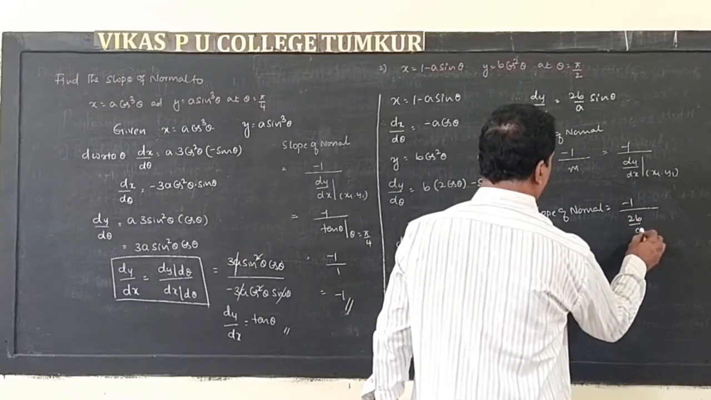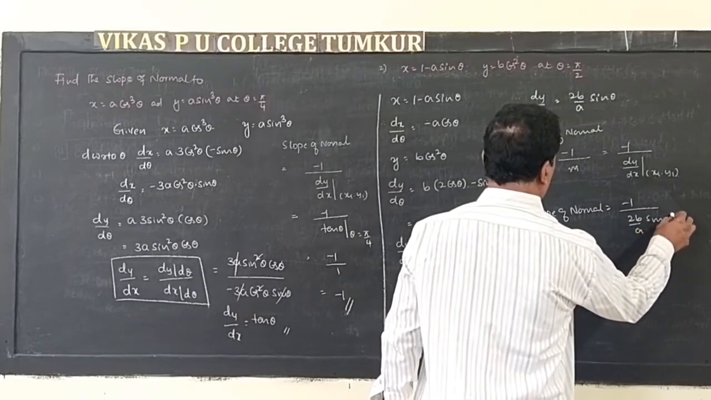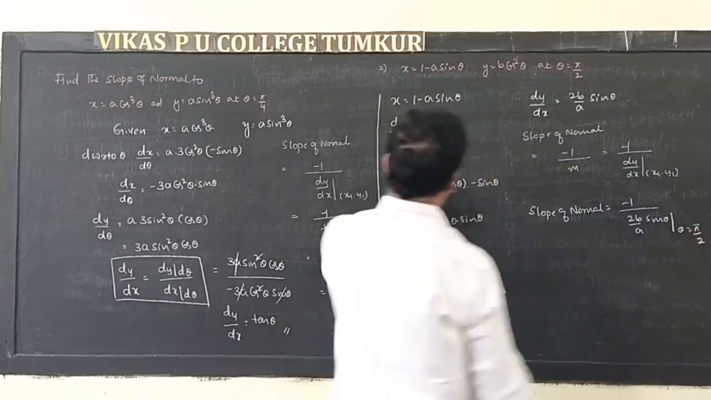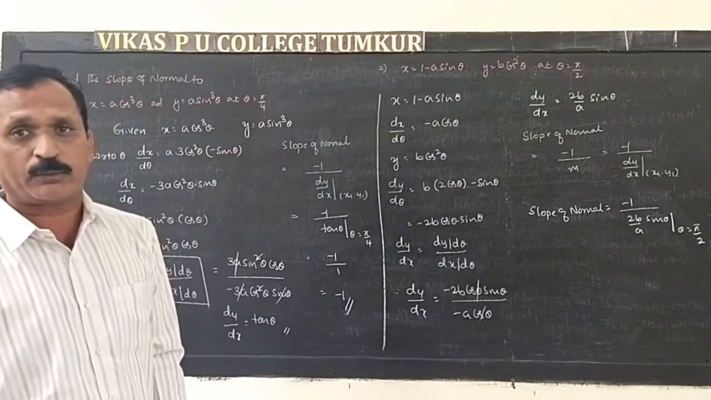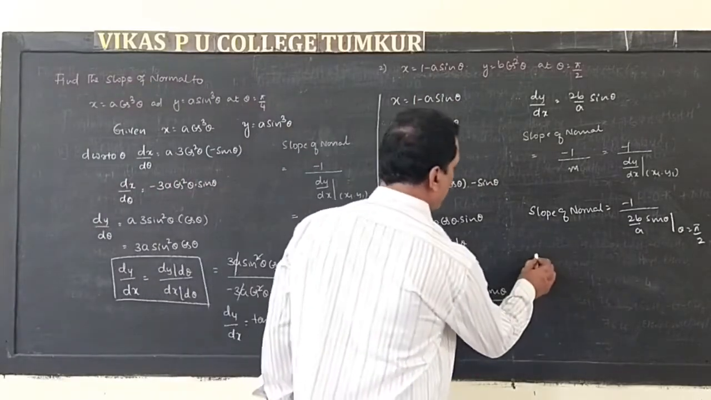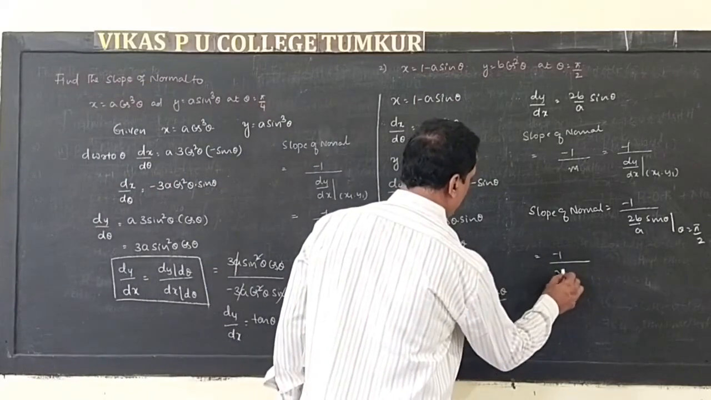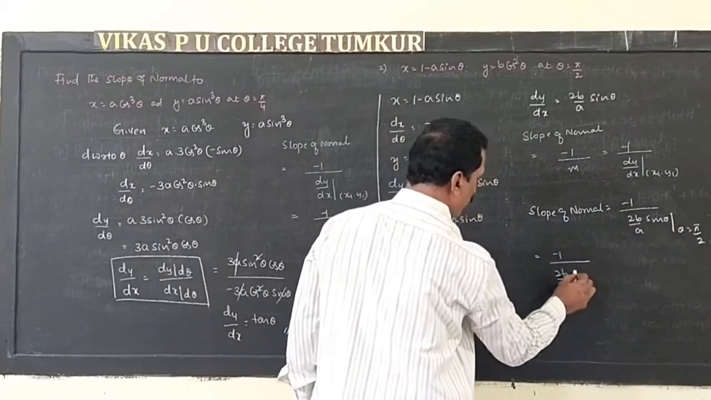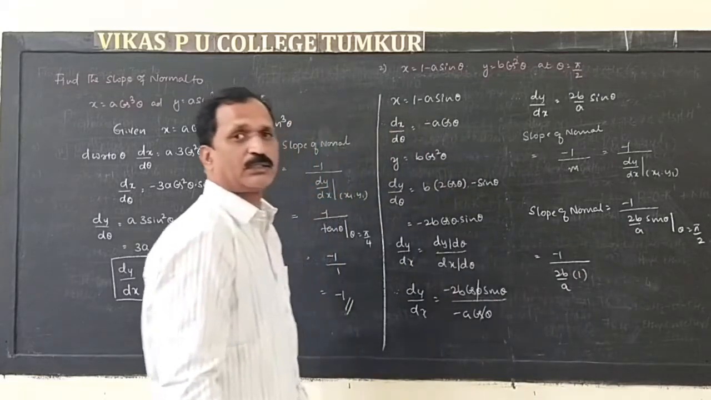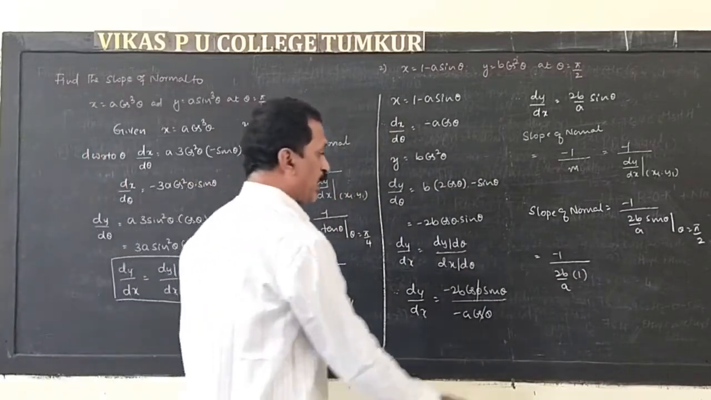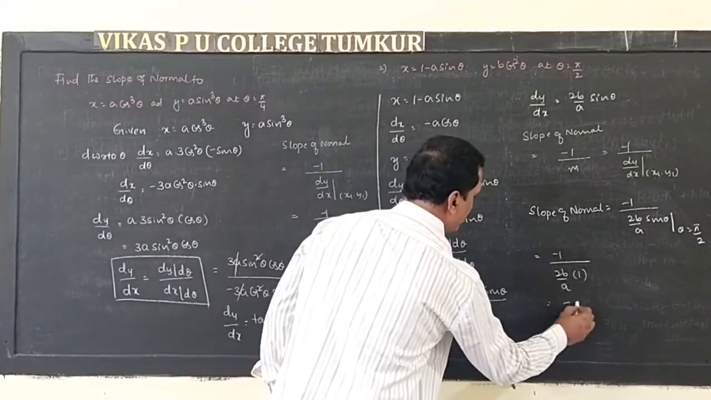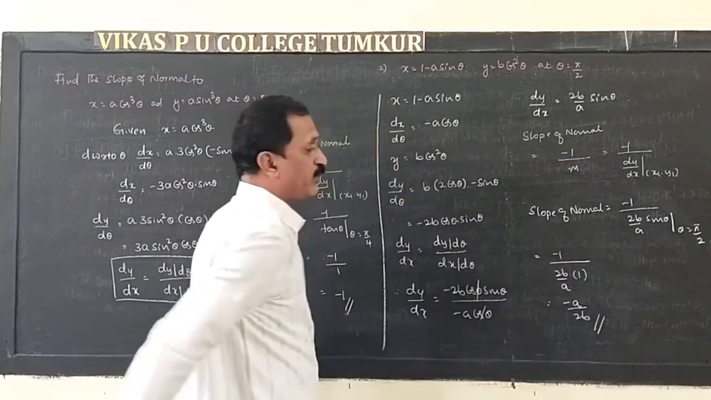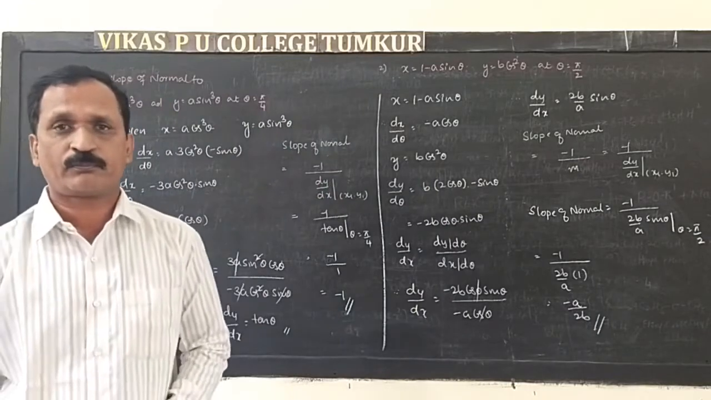2b by a sin theta at theta is equal to pi by 2, which is given to you. Clearly it is equal to minus 1 divided by 2b by a. Sin 90 is 1. Got it? So when you simplify, a shifts directly and it becomes minus a divided by 2b. This will be the slope of normal for the second problem.